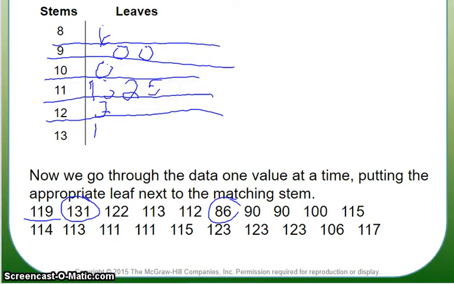115, 114, 113, 111, 111, 115, 123 goes in this one. 123 goes in this one. 106, so 6 goes in here, and 117.